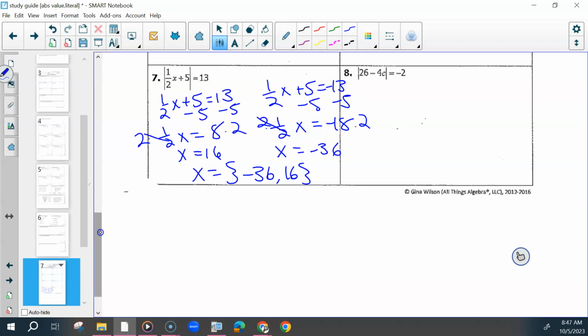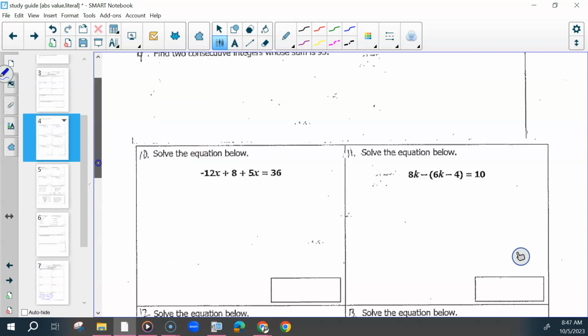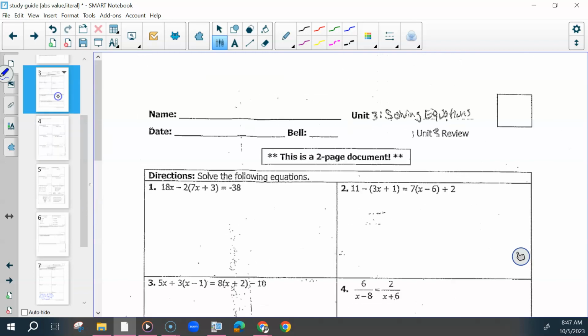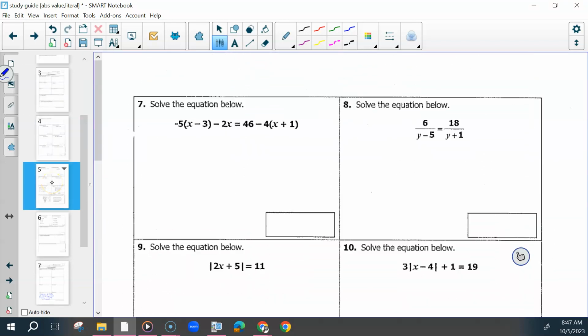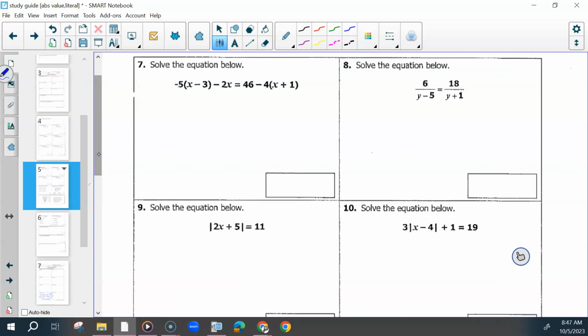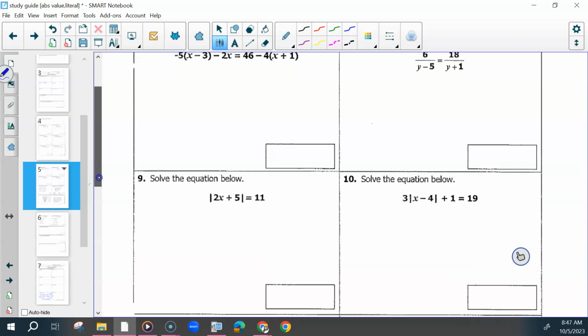Questions on that one? We're going to go back to the page we were just on and finish number 10. Or do number 10. But have 7 and 8 on the top. And we're going to do number 10.